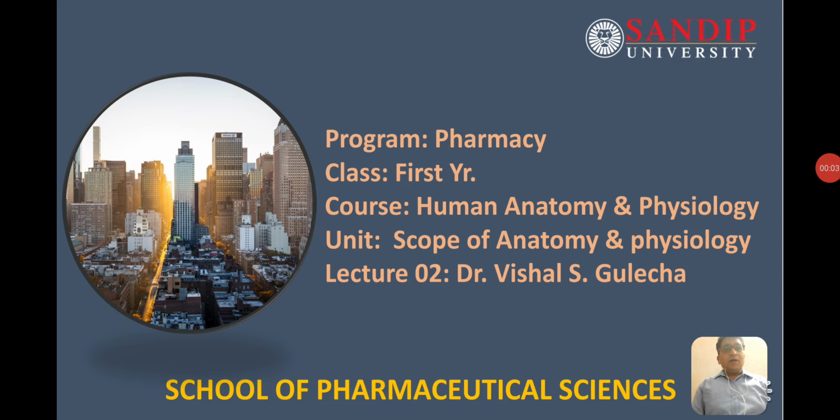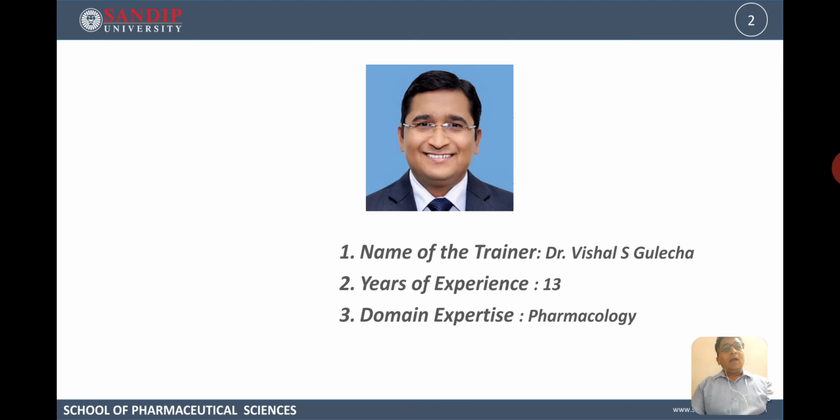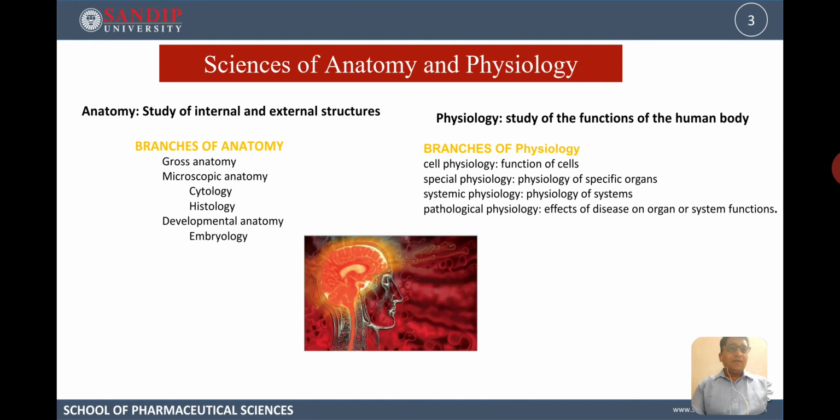Hello friends, today we start with the first topic of anatomy and physiology. In the last session we discussed the syllabus, and today we start with the scope of anatomy and physiology. Already in the last session we discussed the number of topics in the syllabus. The first topic is the sciences of anatomy and physiology. So first we will discuss anatomy and then physiology.